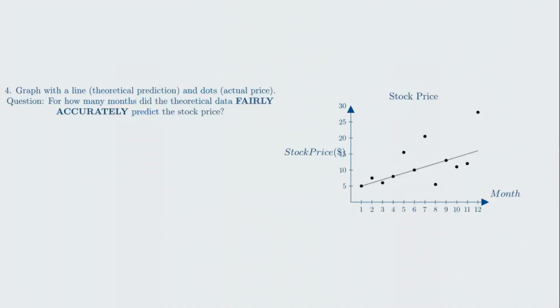Our fourth problem is a data interpretation question, common in the calculator section of tests. We have a graph showing the predicted stock price over 12 months as a line and the actual stock price as dots. The question asks for how many months the theoretical data predicted the stock price fairly accurately.